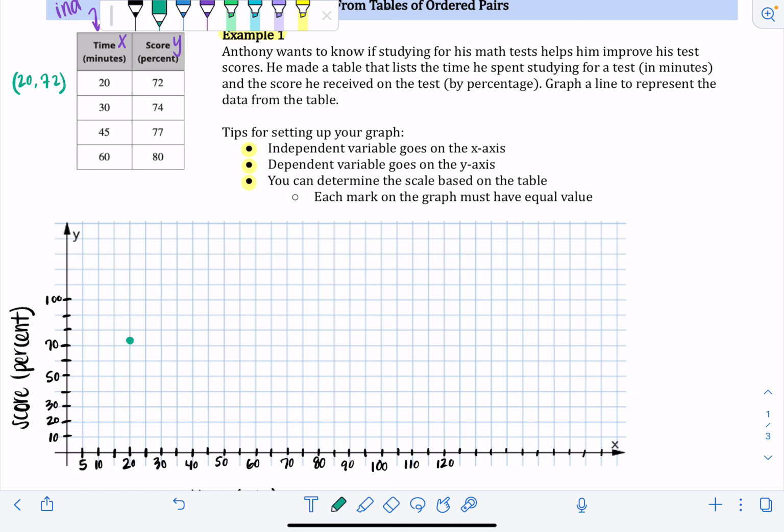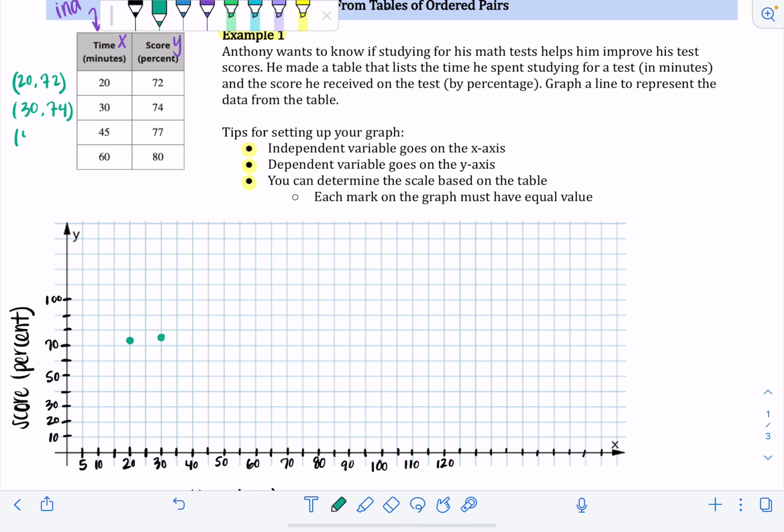And then the next point is 30, 74. So we'll go from 30 on the x-axis up to about 74 on the y. So just a little bit higher this time. And usually the farther apart your scaling is, like ours was scaled by tens, it's kind of hard to get those exact little numbers. You just have to do your best.